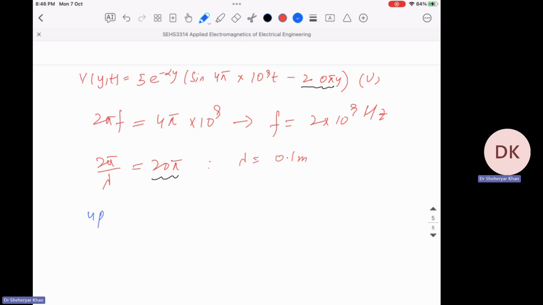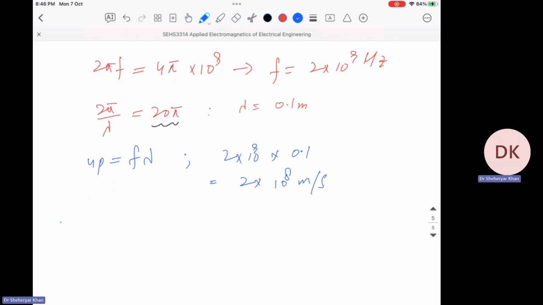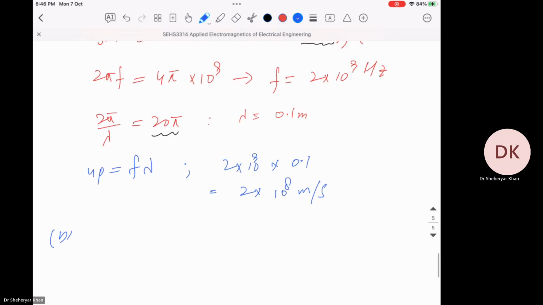Now the velocity is f lambda. So the frequency is 2 into 10 raised to the power 9 times 0.1, which is 2 into 10 raised to the power 8 meter per second. Now the B part is, you should learn the formula A e raised to the power minus alpha x or y or t should equal the amplitude. Okay, remaining value.